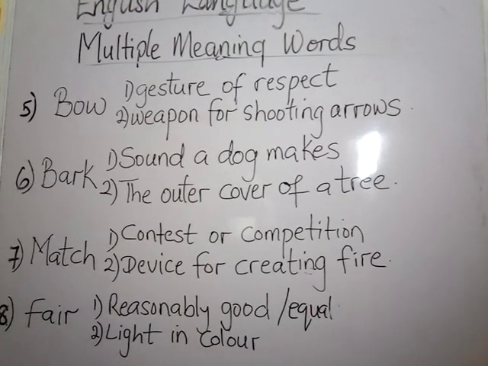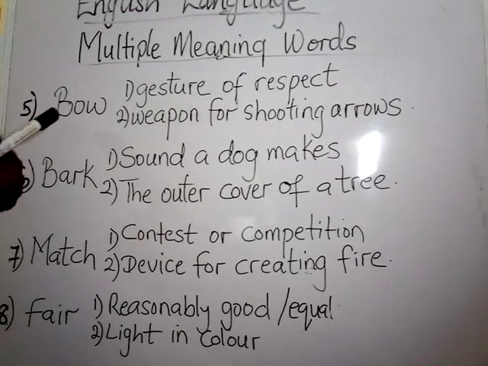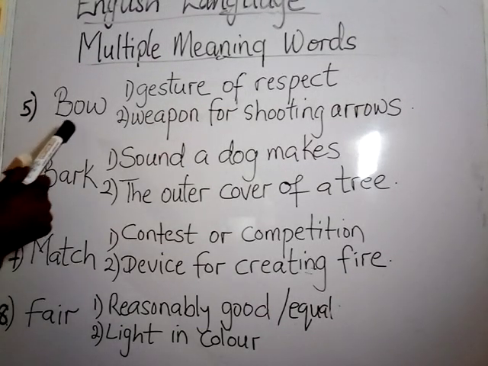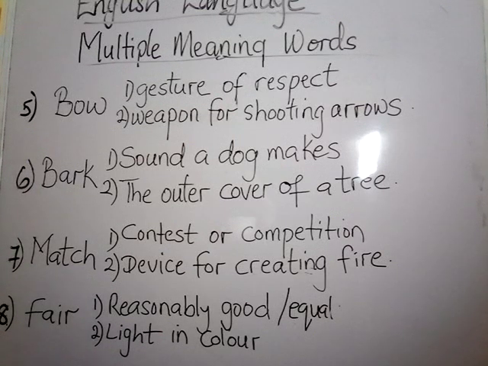Okay, some more examples here. We have a bow or bow. So this B-O-W could be pronounced as bow, could be pronounced as bow, depending on how it is used, the context in which it is used.